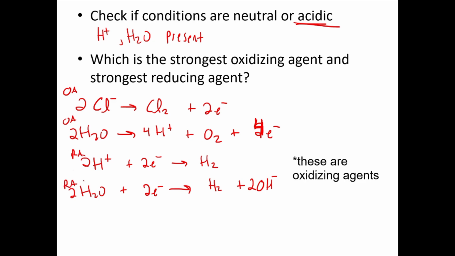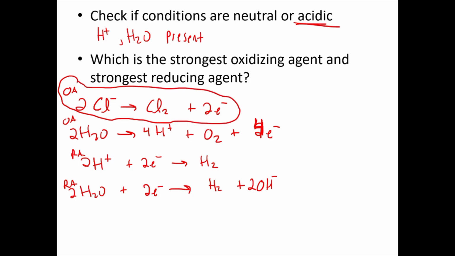Now we just decide which one's the strongest oxidizing agent, which one's the strongest reducing agent. Oops, I think I have that backwards. So this is actually a reducing agent. These are my reducing agents. This is my oxidizing agent. Sorry. Alright, so because the Cl minus is present, that'll always be preferentially oxidized, so this will always be the oxidation reaction if Cl minus is present.